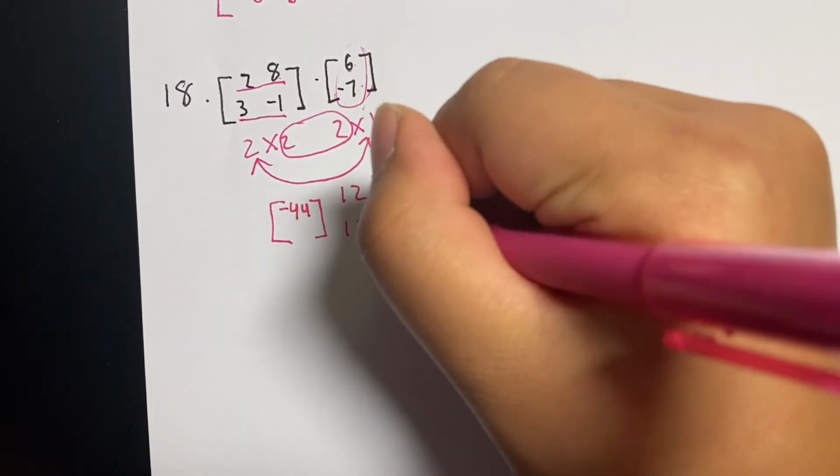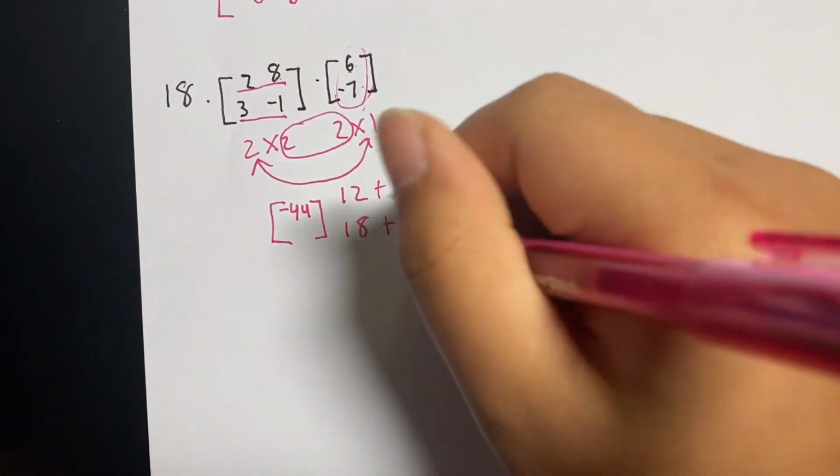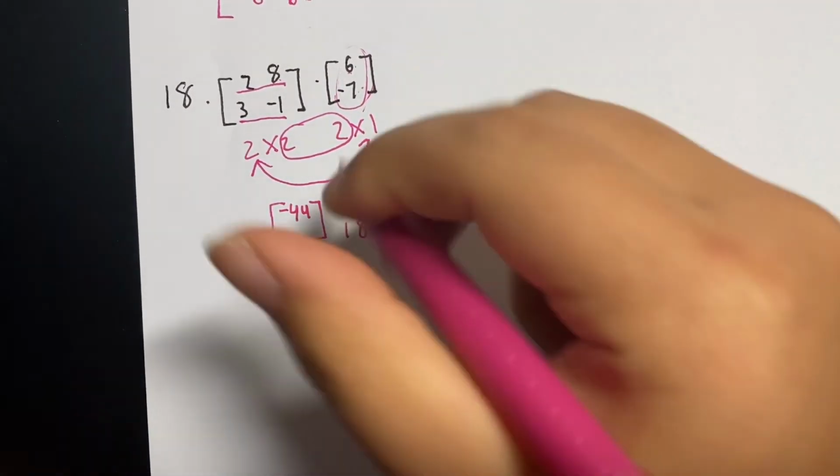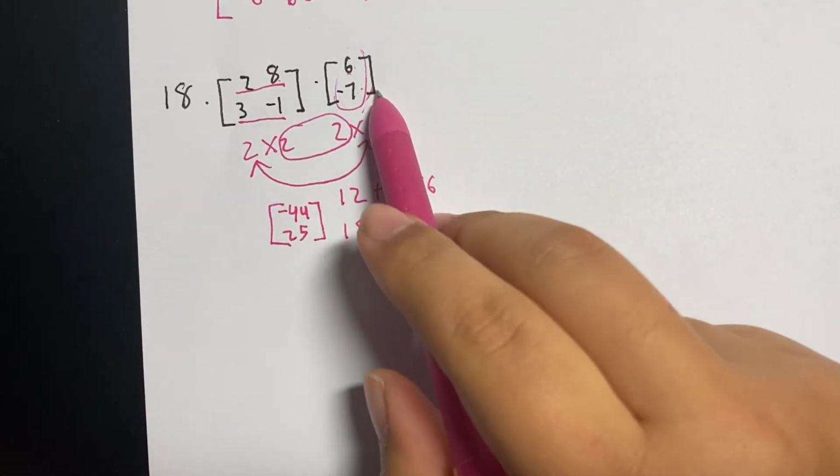And now we're going to add the second element times the second element, which is negative 1 times negative 7, which gets us positive 7. 18 plus 7 is 25. And this matrix is the product of these two matrices.